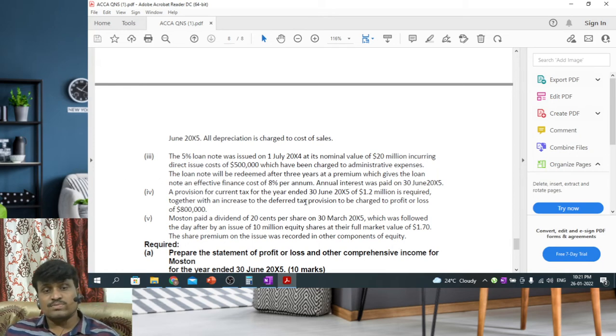Then provision for tax for the year ended 30th June 20X5 of $1.2 million is required, together with an increase in deferred tax provision to be charged to profit and loss. So we have to consider $1.2 million of income tax and deferred tax of 8 lakh dollars, nothing but 1,200 plus 800, 2,000. Monster paid a dividend of 20 cents per share on 30th March 20X5, which was followed the day after by an issue of 10 million equity shares at their full market value.